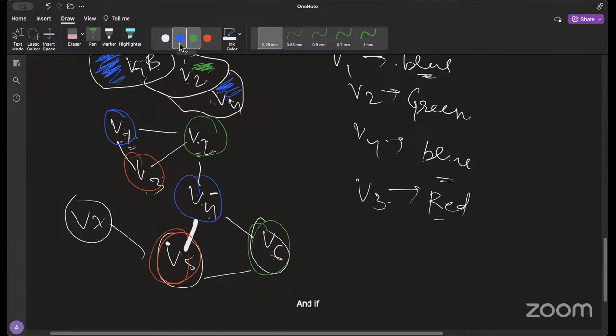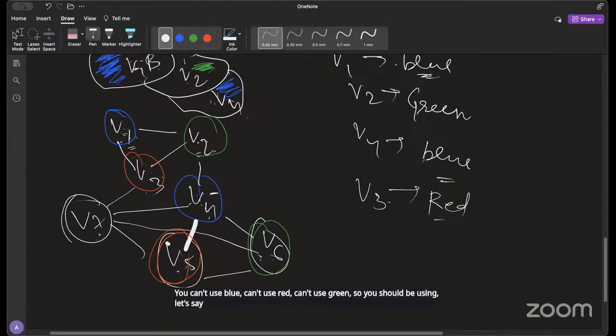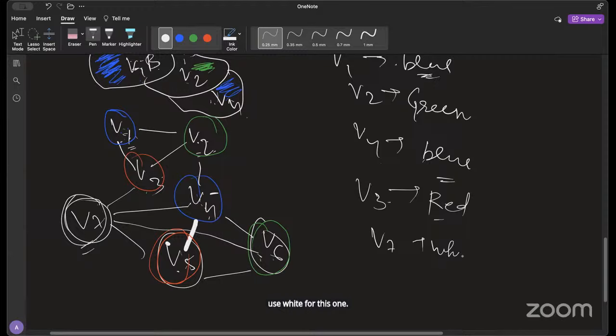And if this was also connected, let's say this is connected to these two, or if this is connected to this too, then you can't use any of these three colors, right? You can't use blue, can't use red, can't use green. So let's say you use white. Use white for this one. Is that okay?